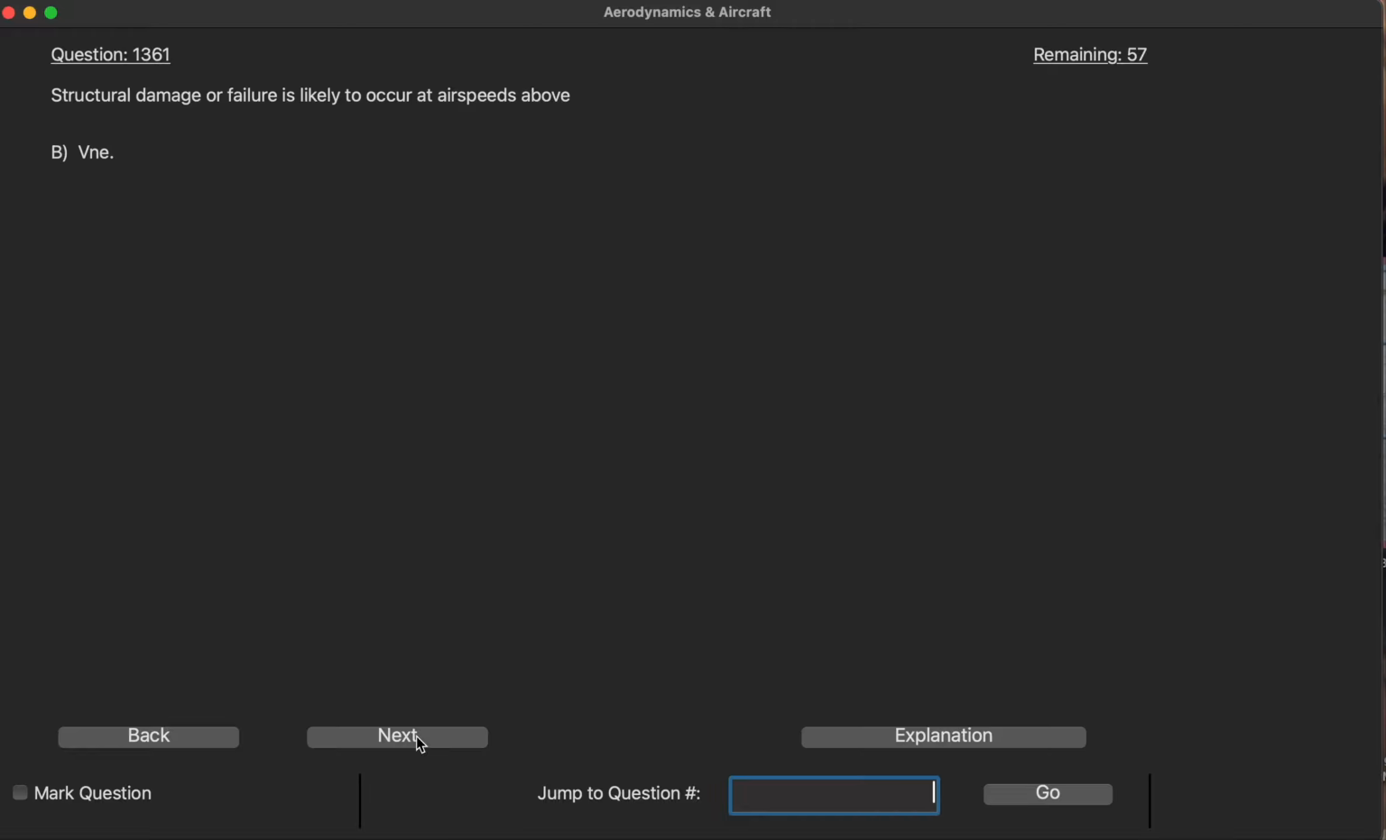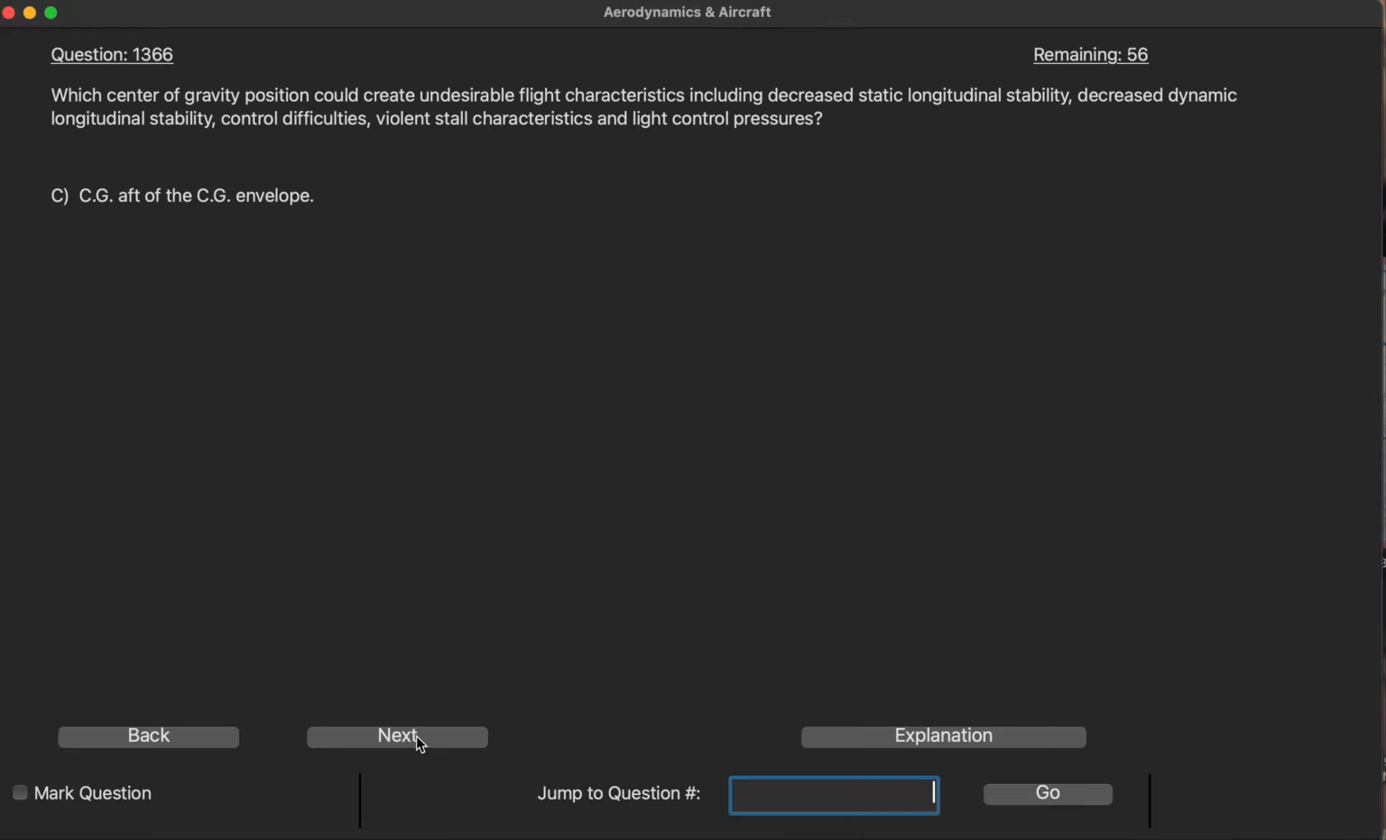Structural damage or failure is likely to occur at airspeeds above VNE. Which center of gravity position could create undesirable flight characteristics, including decreased static longitudinal stability, decreased dynamic longitudinal stability, control difficulties, violent stall characteristics, and light control pressure? CG aft of the CG envelope.